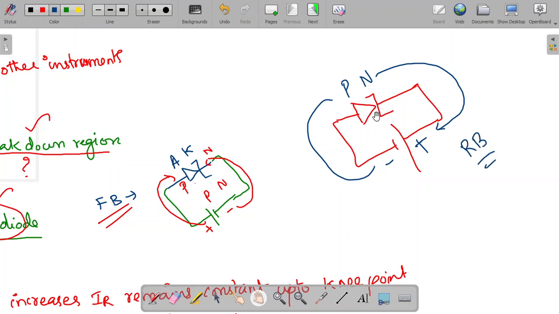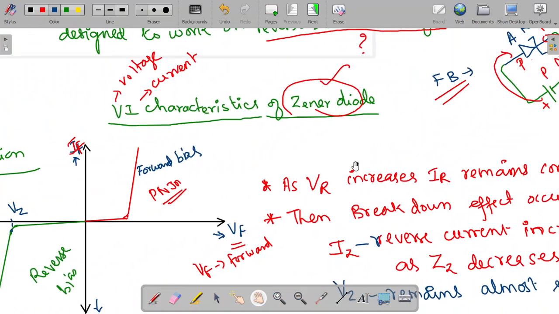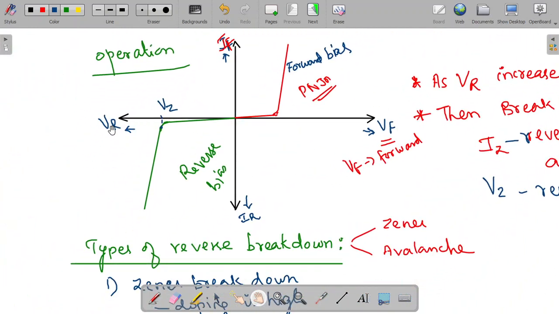When you connect this diode, the Zener diode, in reverse bias mode, we represent the reverse voltage as VR and the reverse current as IR. The y-axis represents reverse current and the x-axis represents reverse voltage. So this should be drawn in the third quadrant.